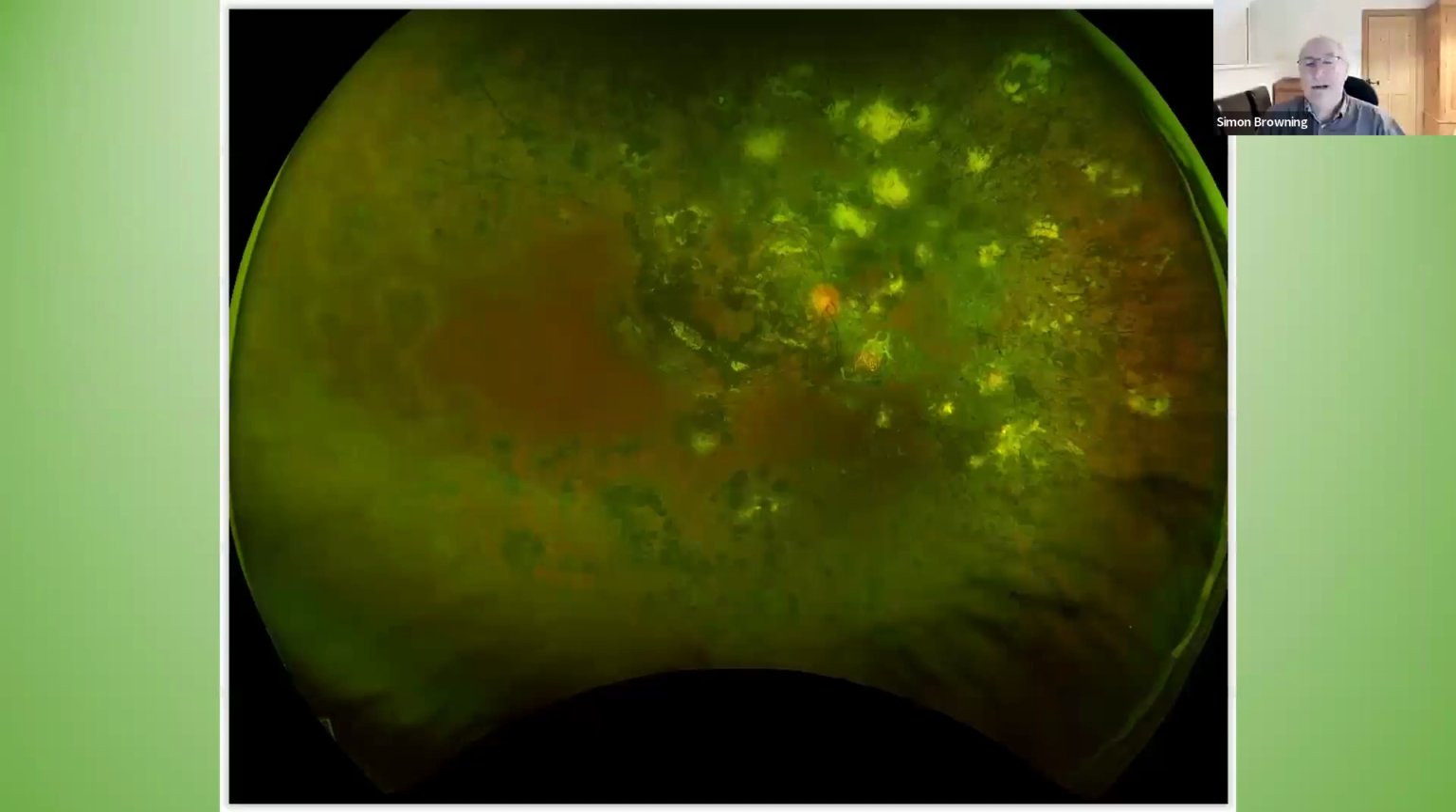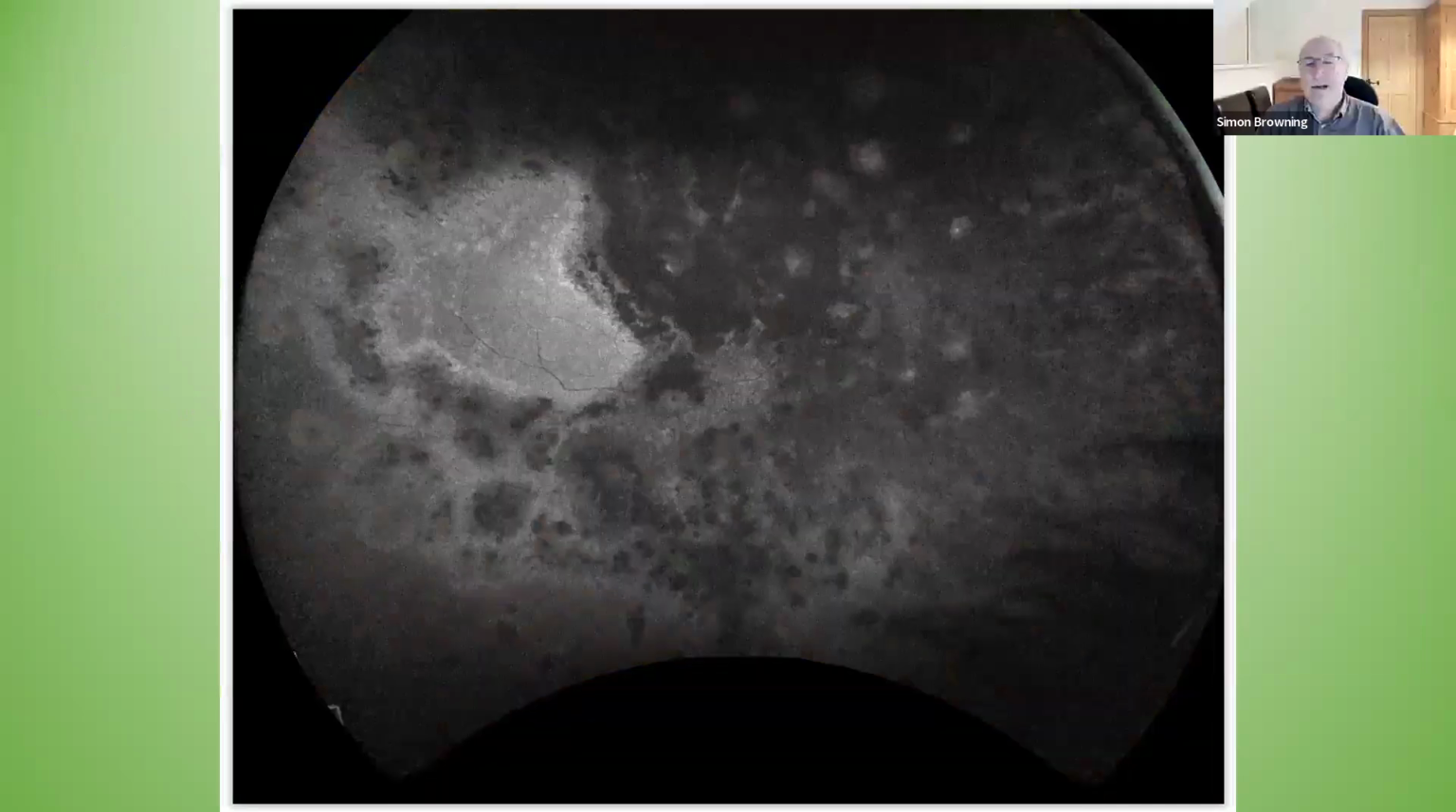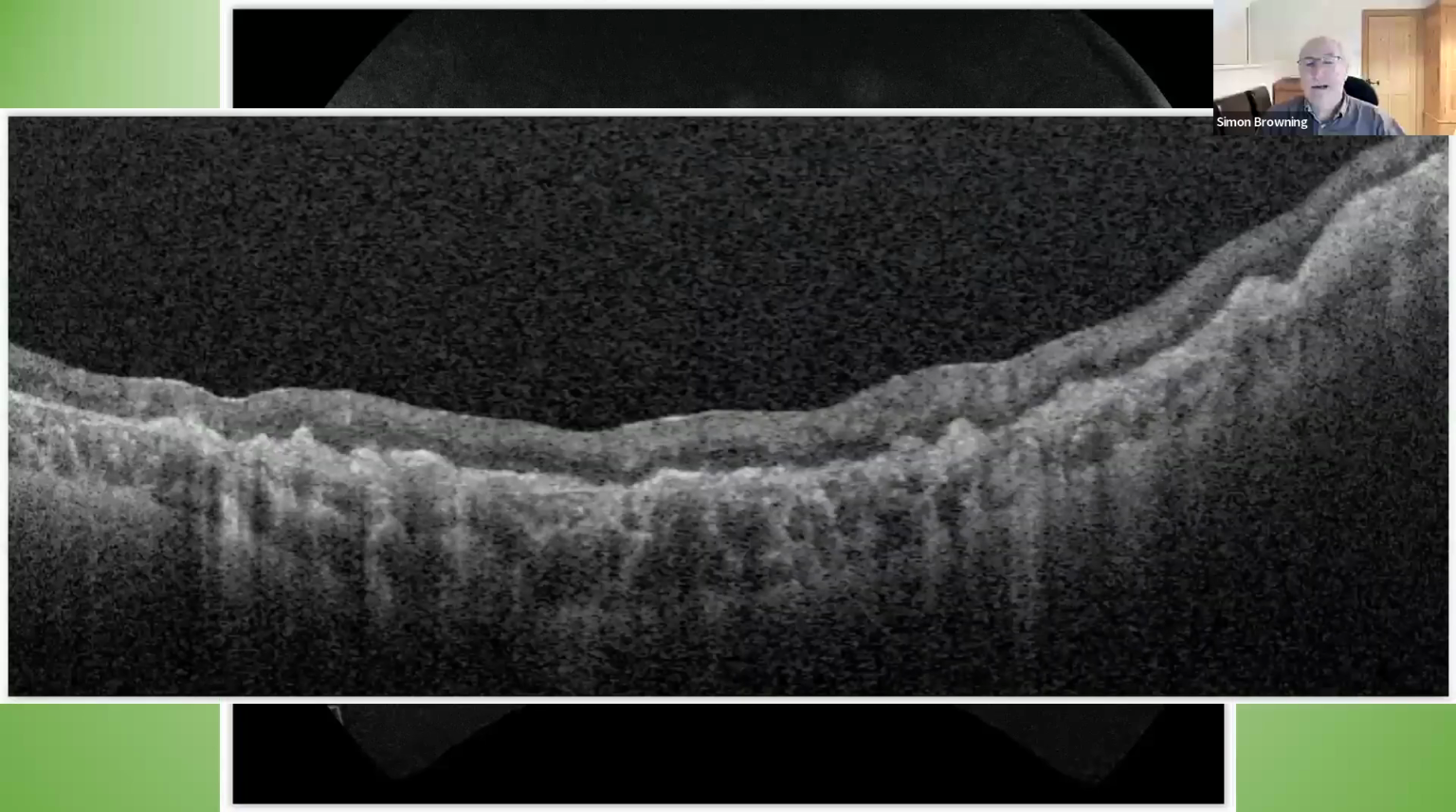Here's a more advanced, more invasive version of it. Again, this is an image using true color. You see these very white areas, but also the hyperpigmentation that takes place as the inflammation dies down. You can see the very large areas of hypofluorescence on the retina, and again the OCT showing a much wider area of disruption.